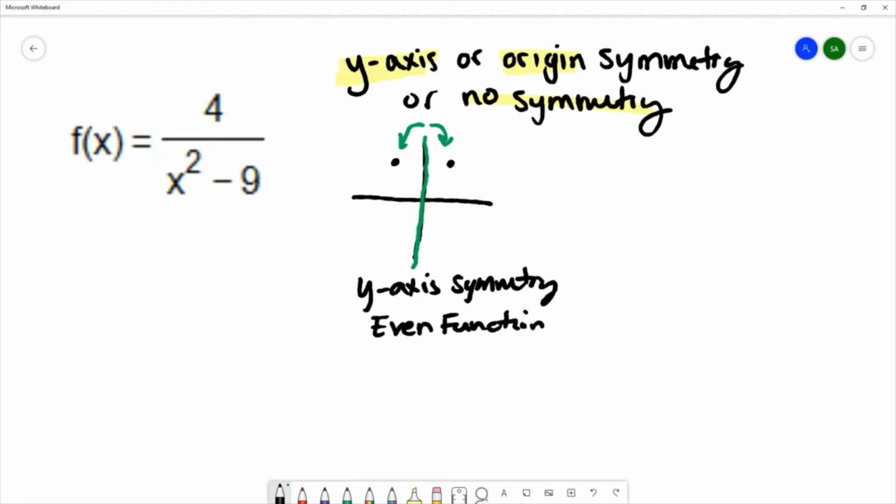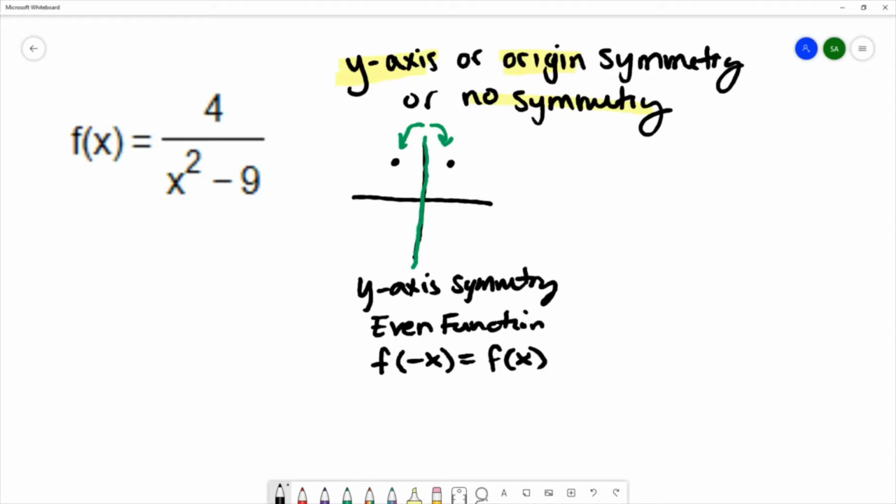We do have a test for even function, and the test for even function is if f of negative x is equal to f of x. And demonstrating that statement, f of negative x equals f of x, is demonstrating the same thing that we see in the picture above when we talk about y-axis symmetry.